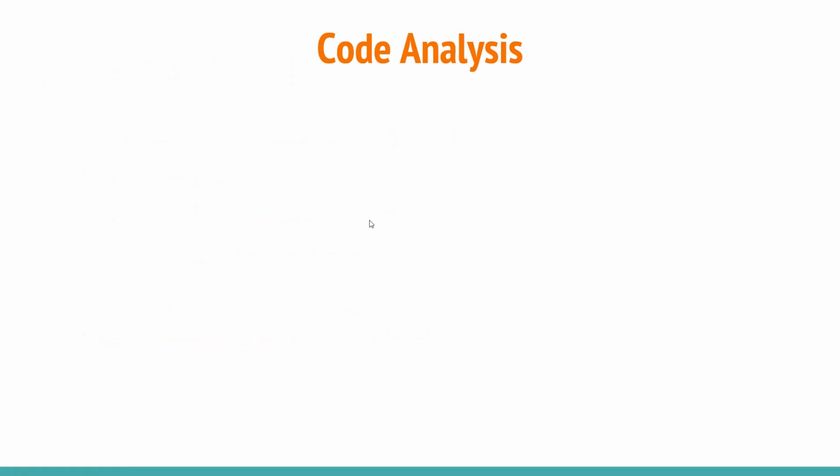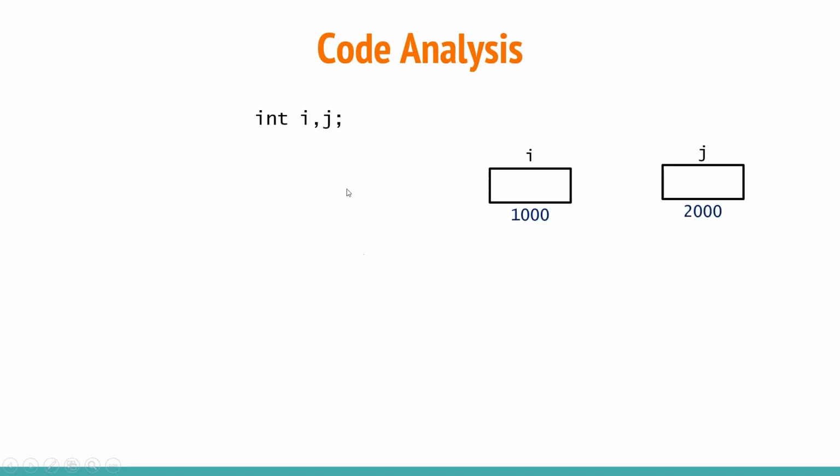Now let us try to analyze the following code, and by analyzing this code we will gain more insight into the understanding of pointers. Let's get started. I create two variables here, i and j. If I try to represent a memory diagram for this, we might represent it like this. Let's assume that the variable i gets allocated memory in the RAM at 1000 and j gets allocated 2000.